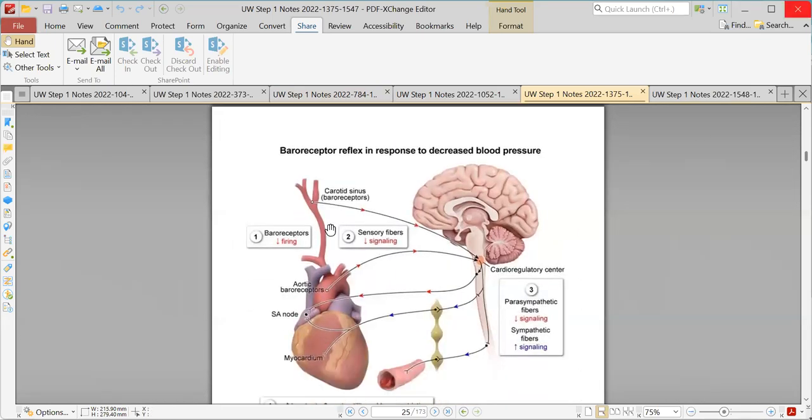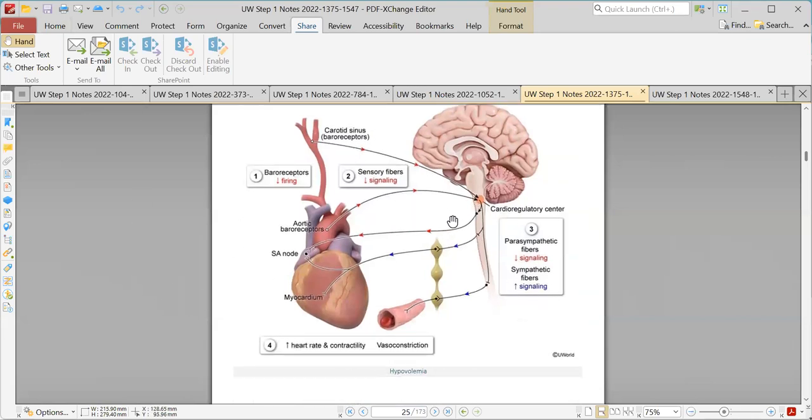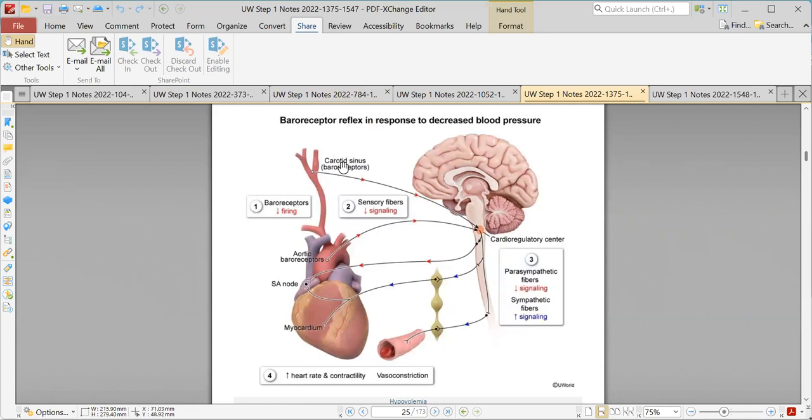Okay, then baroreceptor reflex in response to the decreased blood pressure. So whenever there's a drop in the blood pressure, what will happen? Whenever there's a decrease in the blood pressure and decrease in the heart rate, what will happen? It will stimulate the sympathetic activity that will try to increase the heart rate and the contractility.